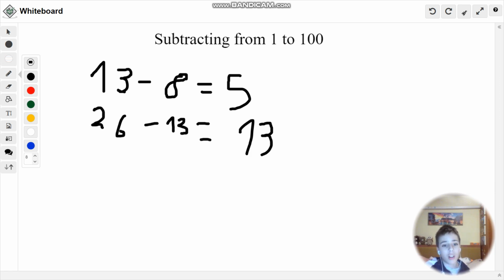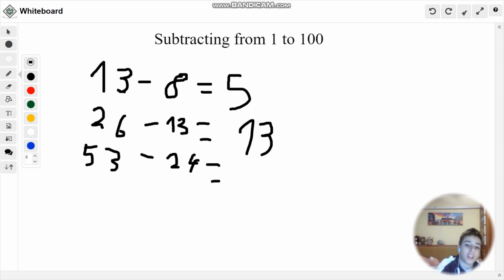Now let's move on to something a little more complicated. 53 minus 24. This is pretty complicated. First we check if 4 is bigger than 3, and it is. So we know that a digit from here will need to be sacrificed. We go 3 minus 4, 2, 1, 0, and 9. So the answer is 9 here. So here goes a 9.